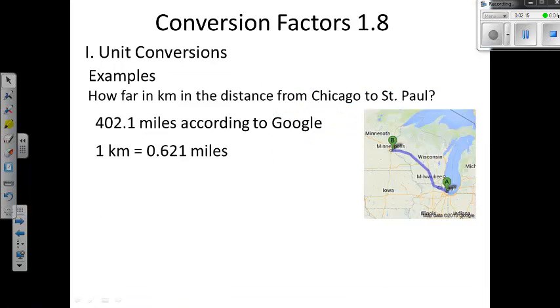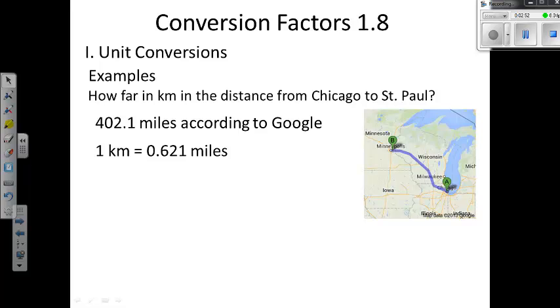So unit conversions, for example, let's do the distance one. How far in kilometers is the distance between Chicago and St. Paul? According to Google Maps, 402.1 miles. And they give you a nice little map there in case you wonder where that is. Of course, Minneapolis is on the map and not St. Paul. I've gone this road many times. I know every mile, I think, of the road between Chicago and St. Paul, so it's a good example for me.